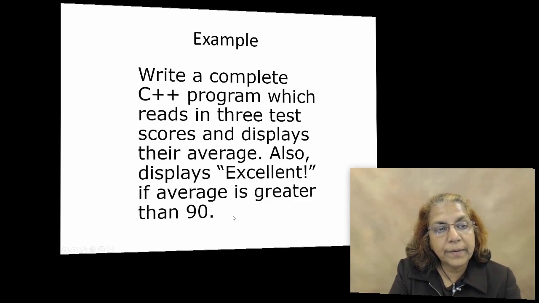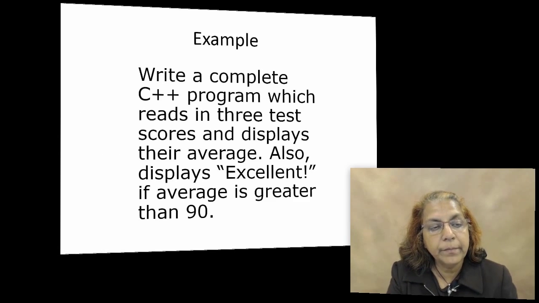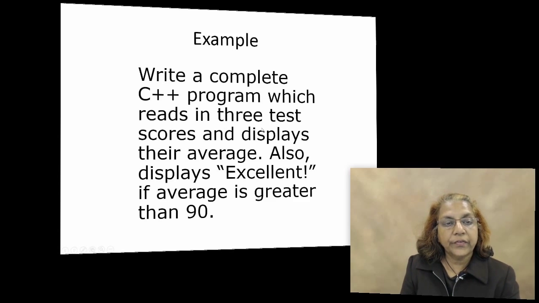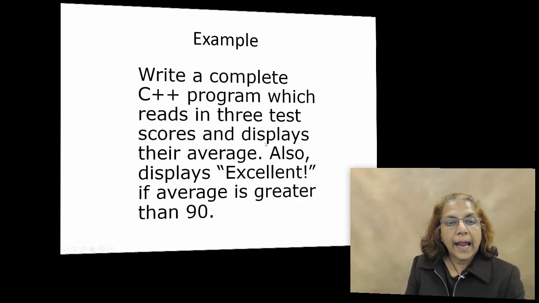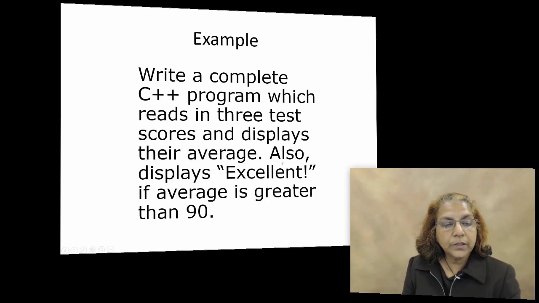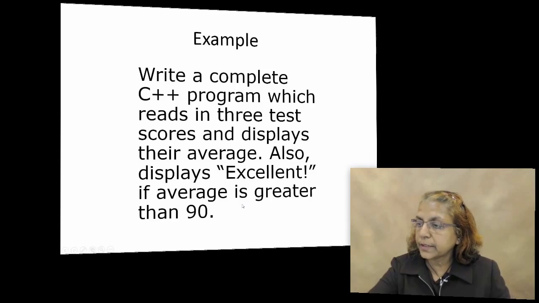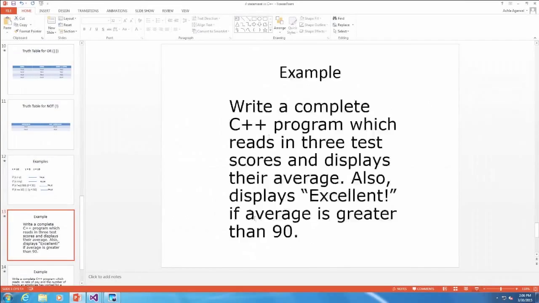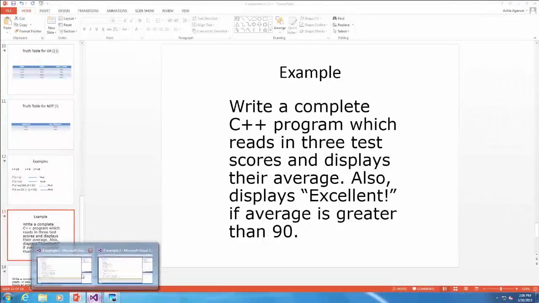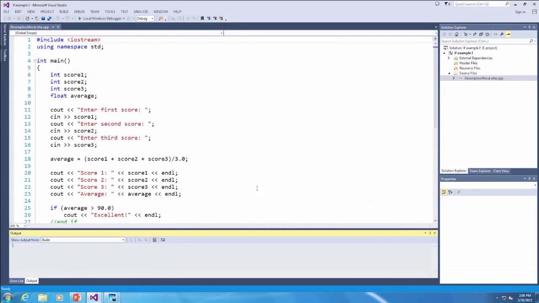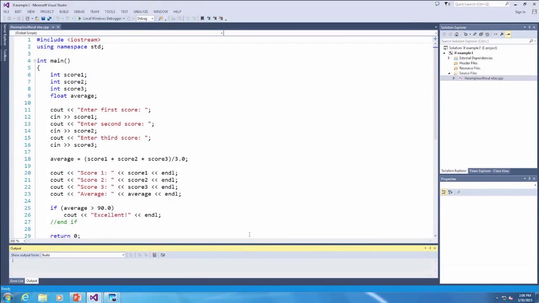Let's write a complete C++ program which reads in 3 test scores, and that program displays their average. Also, that program should display excellent if average is greater than 90. So let's go to C++, and here is our complete program.